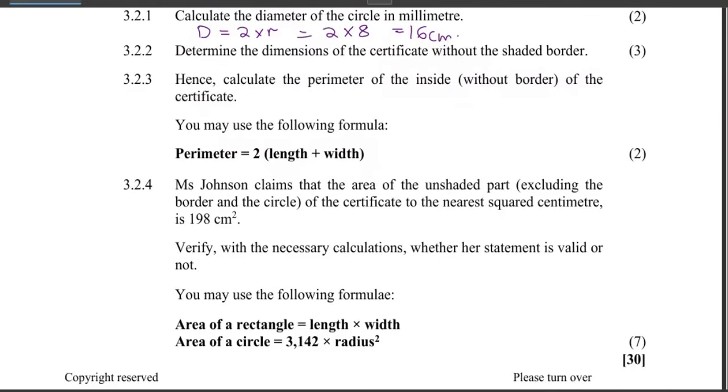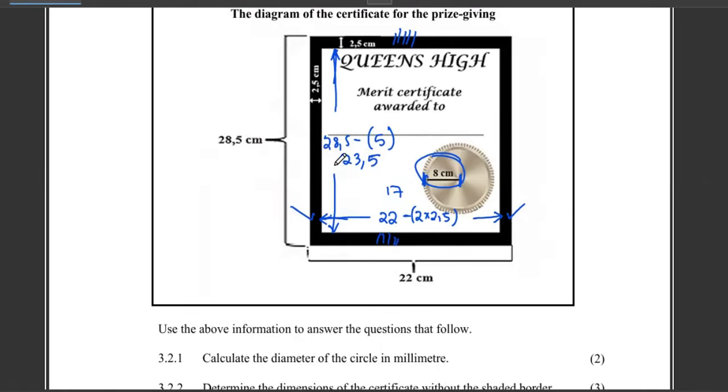Okay. Let's come back to the question here. We said length to be 28.5 minus 2.5 minus 2.5. And this you will get 23.5 centimeters. Then the width is going to be 22 minus 2.5 minus 2.5, giving you 17 centimeters. Okay. They're all centimeters. Wonderful.